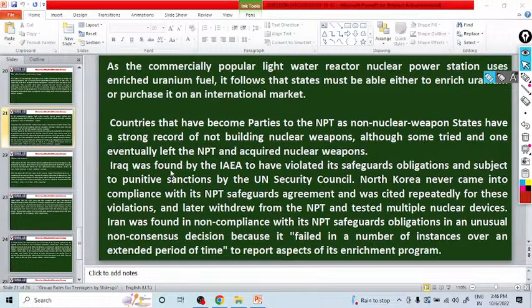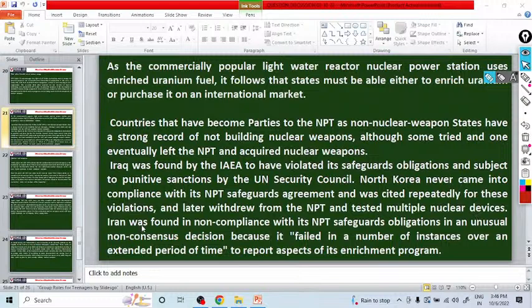Fine. Iraq was found by the IAEA to have violated its safeguard obligations and was subject to punitive sanctions by the UN Security Council. North Korea never came into compliance with the NPT safeguards agreement and was cited repeatedly for those violations, and later withdrew from the NPT and tested multiple nuclear devices.